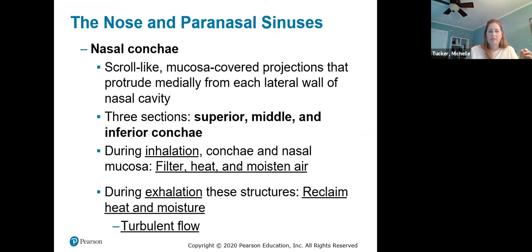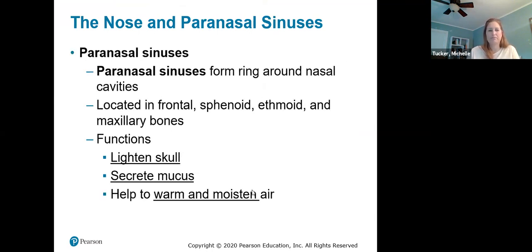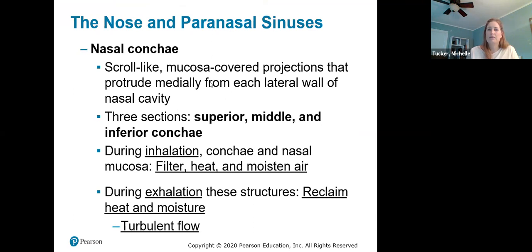During inhalation, they filter, heat and moisten air, and then during exhalation, they reclaim heat and moisture because they're creating this turbulent flow. Because they slow things down and filter so well, they filter out anything that is larger than 6 microns. Just for reference, coronavirus is 0.1, so not going to filter that out, unfortunately.